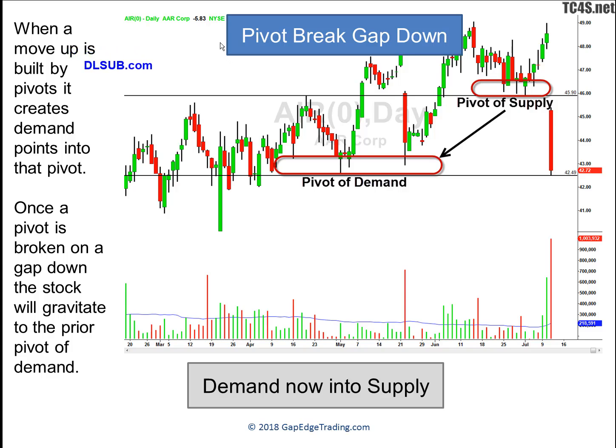So once a pivot is broken on a gap down, the stock will gravitate to the prior price pivot of demand. So now demand has shifted from demand to supply. The stock is being overtaken with sellers because of the gap.